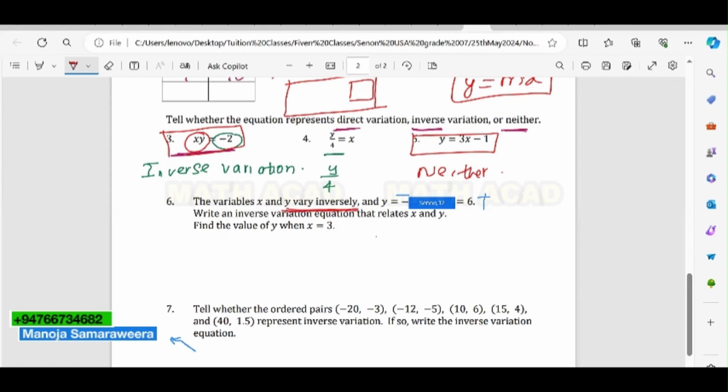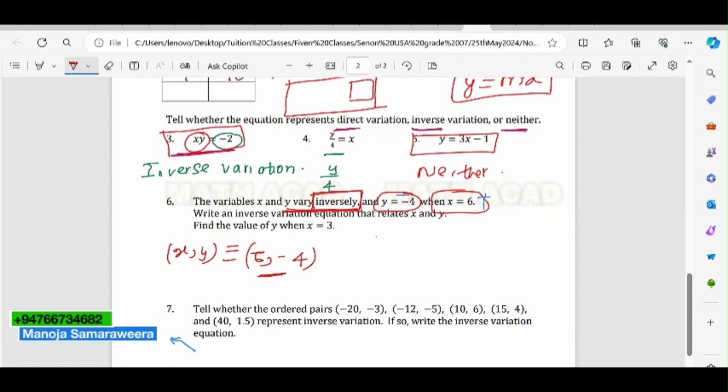So here we have been given that x and y vary inversely. This is the information. By looking at those numbers, we cannot conclude whether it is inverse or direct. At least we need 2 data points. There is only one data point, x y means 6, -4. So we cannot conclude by looking at this data point whether it is inverse, direct or neither. But they have told us that the variables x and y vary inversely.